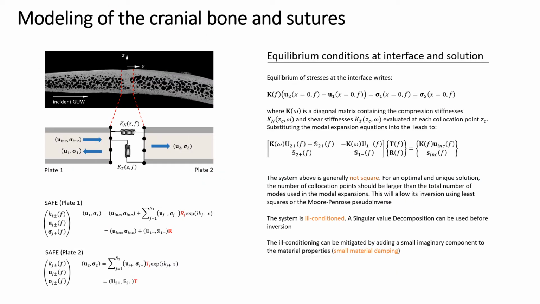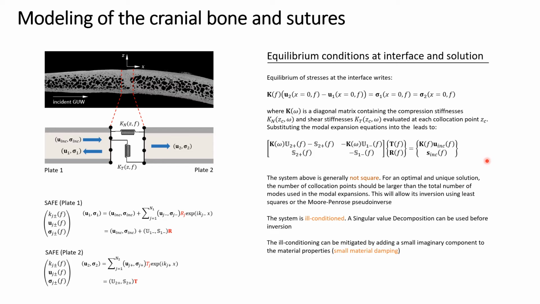Now, if we want to introduce the suture in the SAFE model, we can think to cut our bone waveguide along the z-axis and then connect the left portion of the bone to the right portion of the bone with a set of distributed compression springs that we call Kn and shear springs that we call Kt.